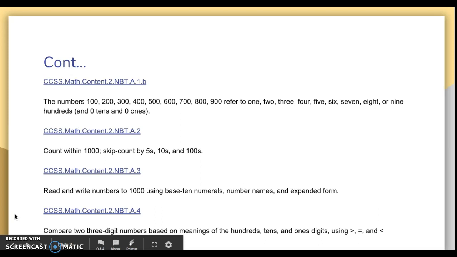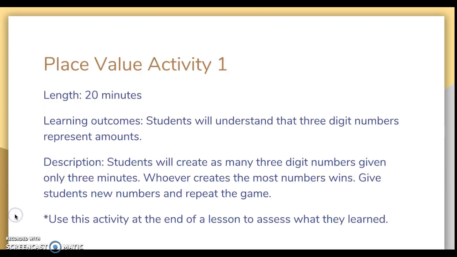The numbers 100, 200, 300, all the way up to 900 refer to 1, 2, 3, 4, 5, 6, 7, 8, or 9 hundreds. Count within 1,000, skip counts by fives, tens, 100s. Read and write numbers to 1,000 using base 10 numerals, number names, and expanded form. And compare two three-digit numbers based on meaning of the hundreds, tens, and ones digits using greater than, equal to, and less than symbols to record the results of comparisons.